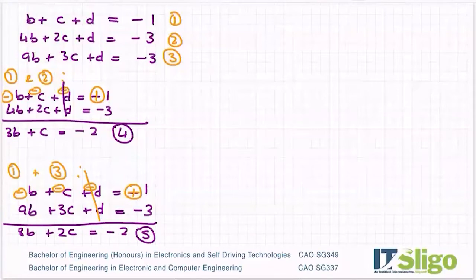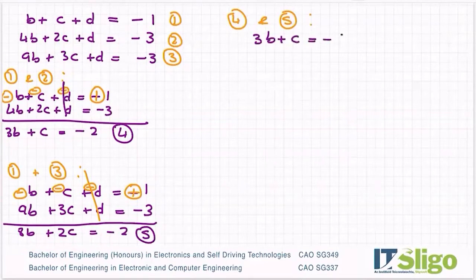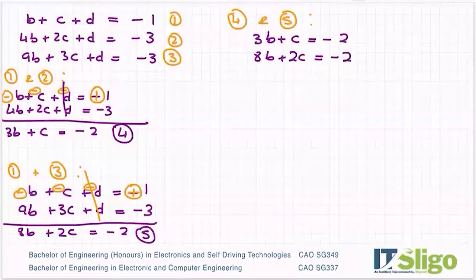Okay, so my D's are cancelled. You take equation 4 and 5 together then. So what was important here was that I cancelled the same letter in both, okay? Why? So that you're left with two unknowns now, and you can bring these two with two unknowns together and solve, okay? So it's just like the simultaneous equations we had with the quadratic, okay?